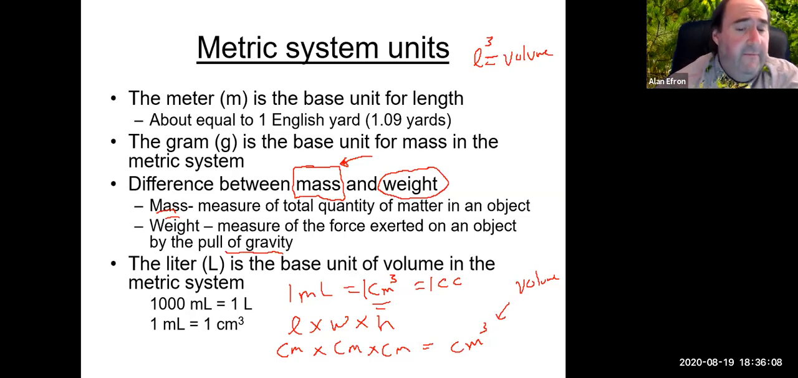Also another common conversion there is 1 liter is 1,000 milliliters. You use that a lot here in chemistry.